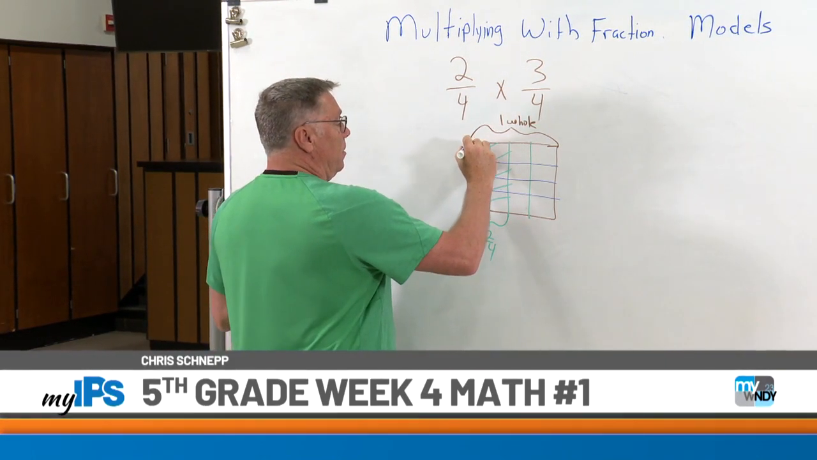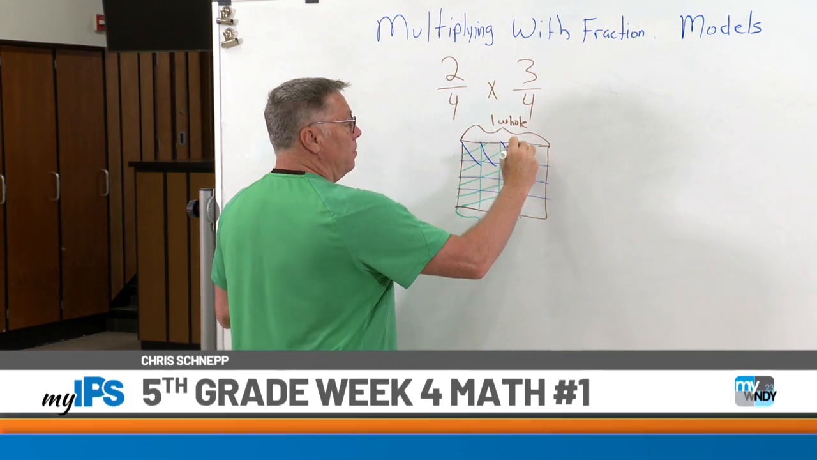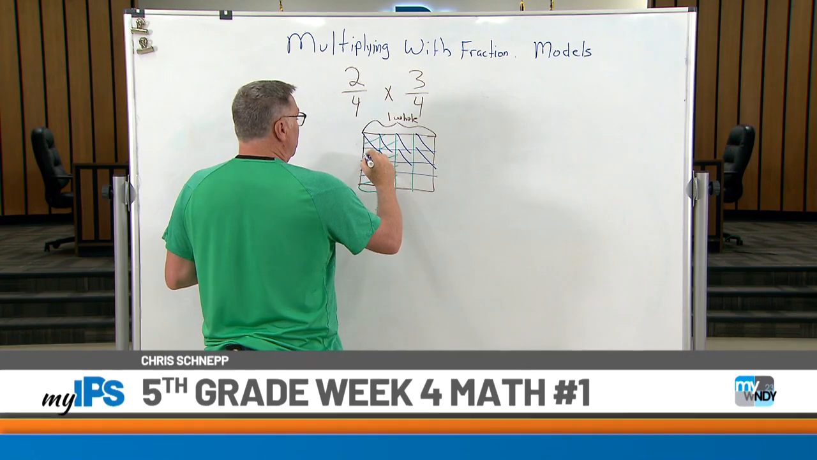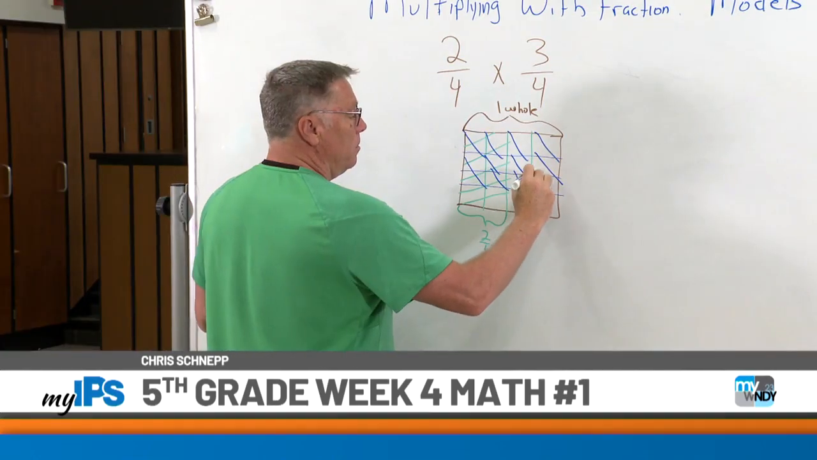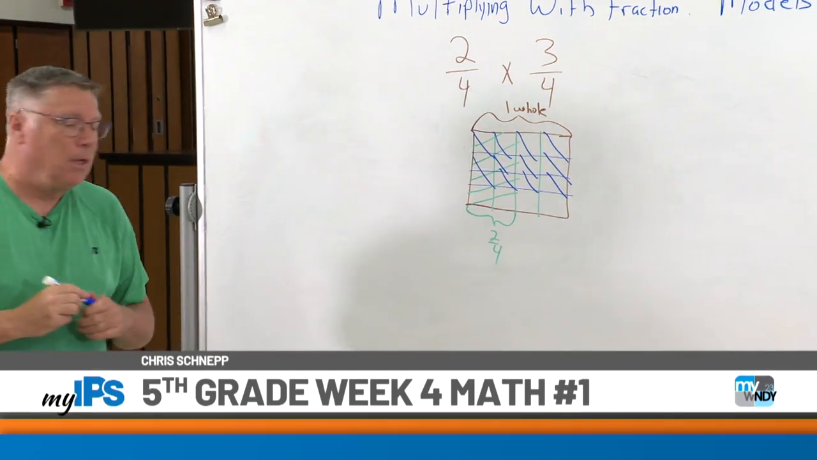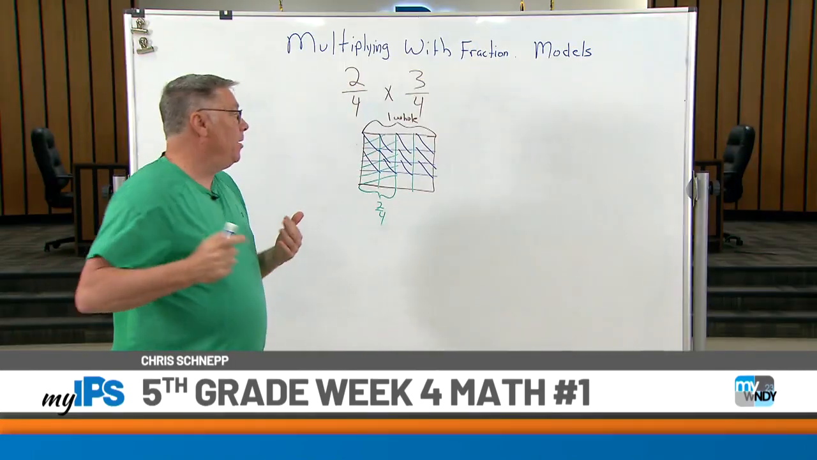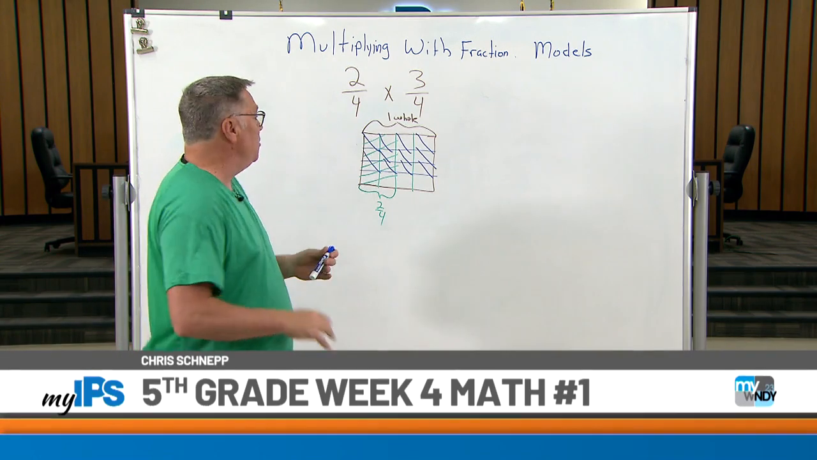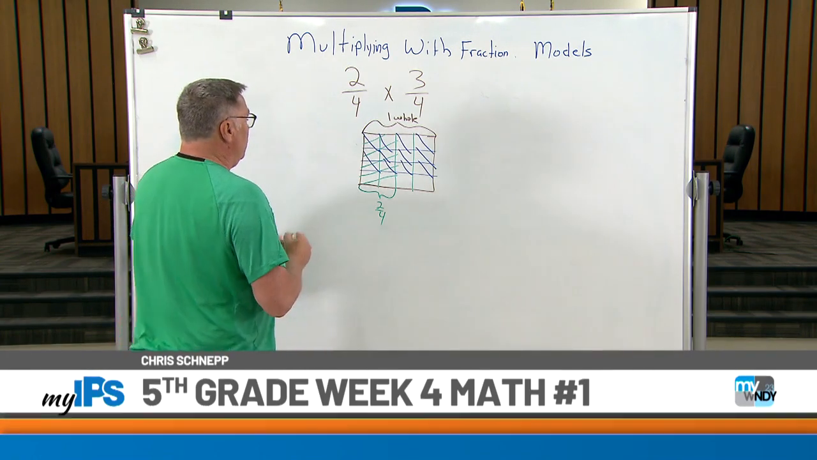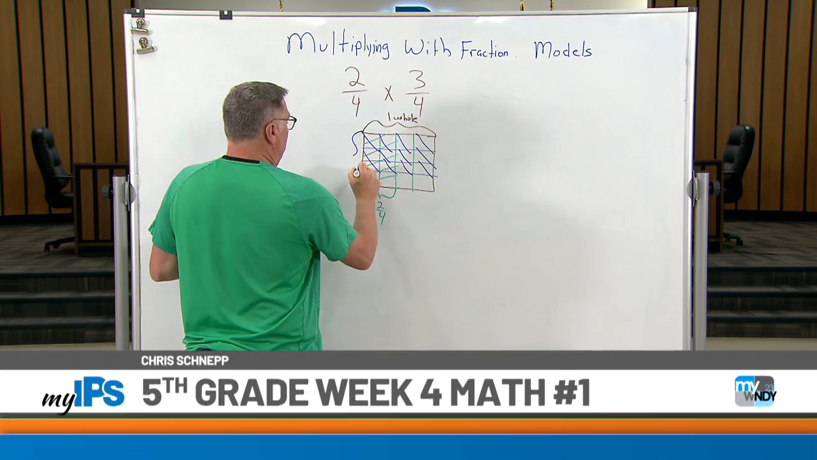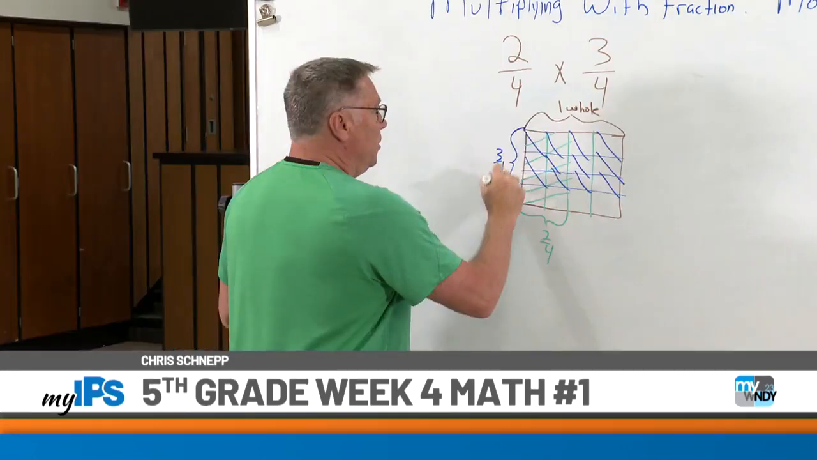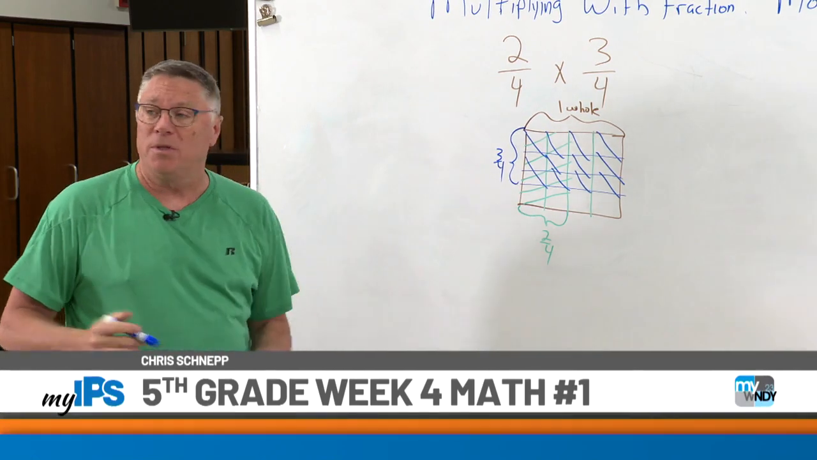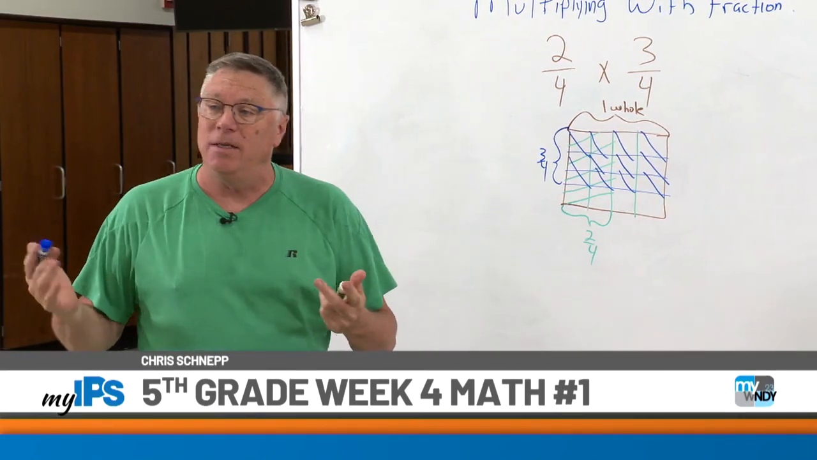Okay, so there's 1/4, there's 2/4, and there's 3/4. Okay, so what we're going to do now to find our answer is look for the squares that are shaded with 2 colors. As you can see, let me show you 3/4 there. So I used blue for my 3/4, and I used green for my 2/4, and we're going to look for the parts that are shaded together.